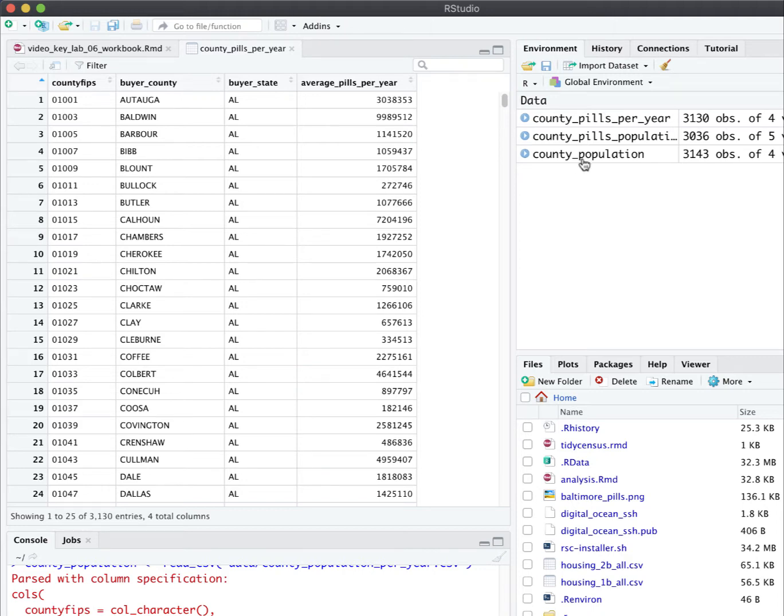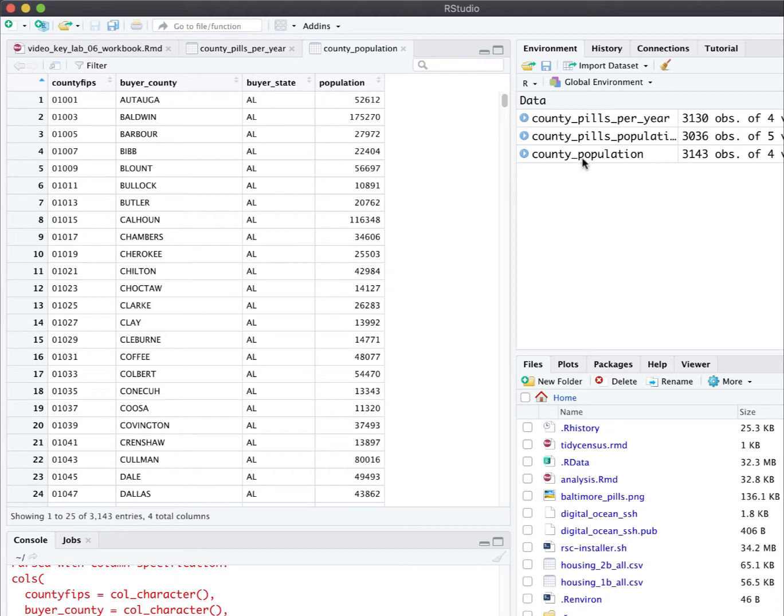Then we also have this county population table. So you'll notice it has the same 3 columns here containing the same information. So county FIPS, BUYER_COUNTY, and BUYER_STATE describe the geography. So this first row again is for Watauga, Alabama. But instead of pills, what we have in this table is the population. So the population of Watauga is 52612.